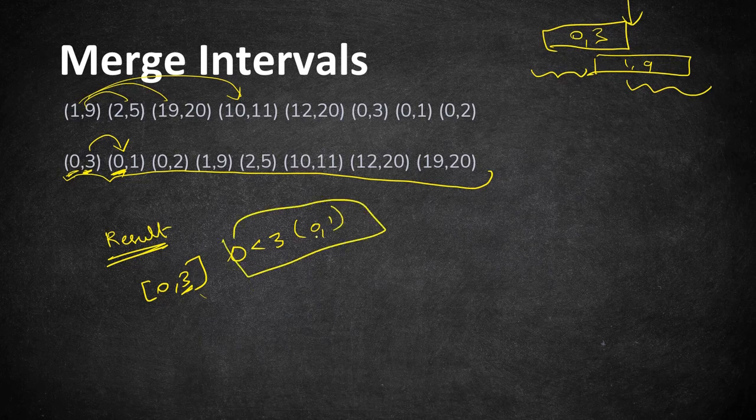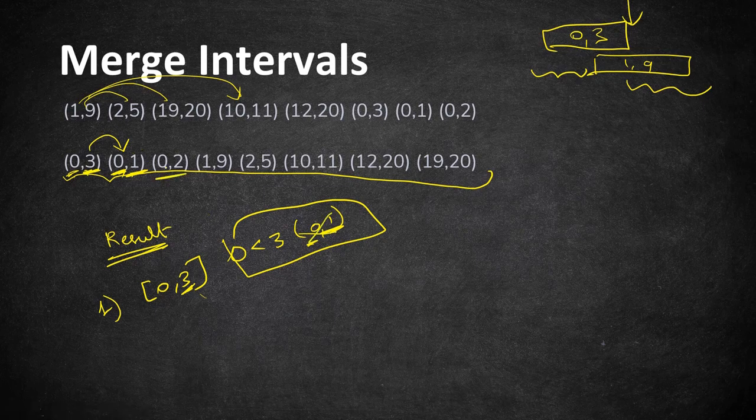So we found that it is overlapping. Now we have to find whether it extends beyond 0 comma 3 or is within the range of 0 comma 3. In that case, we compare the second value, the end of the interval, with the second value of the last interval in the result. This is the first value right now, and also the last value right now. So we check whether 1 is less than 3. 1 is less than 3, so it is already covered. We can ignore this and move on to the third value.